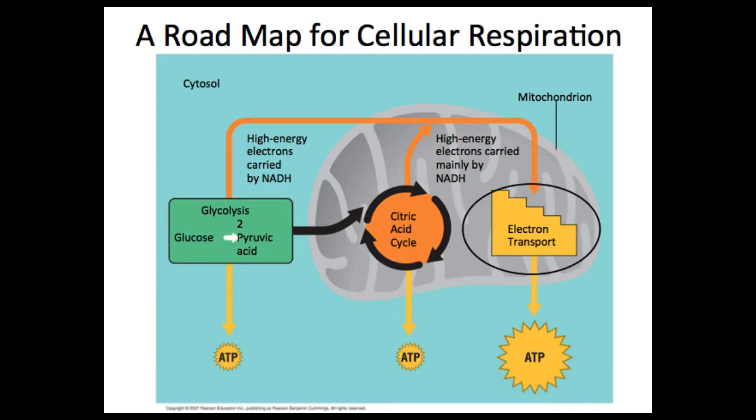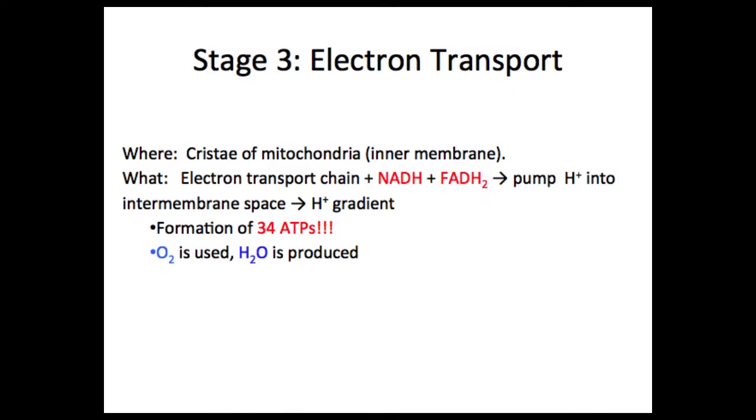The final stage is the electron transport chain, and the electron transport chain gives us the most bang for our buck. We're going to produce a ton of ATP at the end of electron transport. Where does this occur? It occurs on the inner membrane. Specifically, we call this the cristae of the mitochondrion.